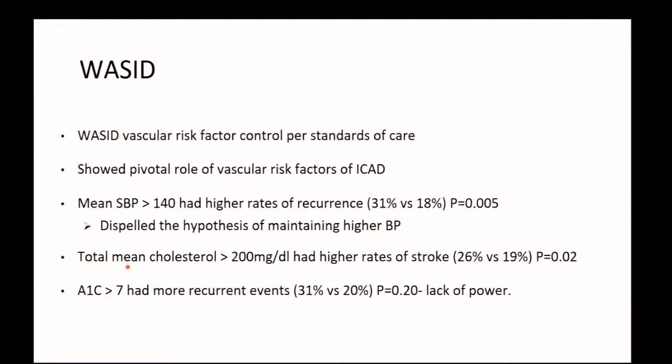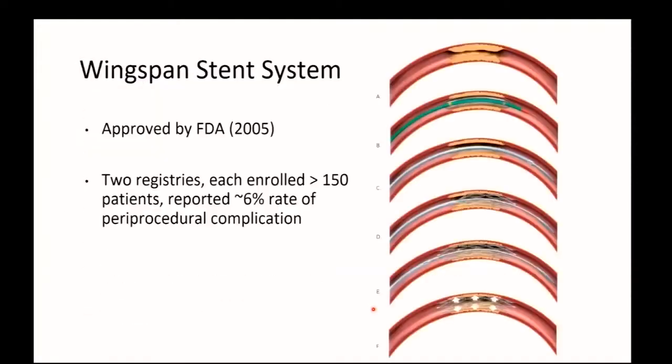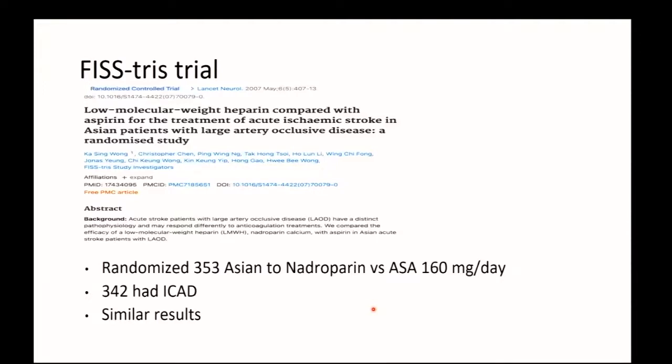In addition, people with hyperlipidemia, with cholesterol more than 200, had higher rates of stroke, and that was statistically significant as well, 26% versus 19%. And people with uncontrolled diabetes, hemoglobin A1C more than 7, had more recurrent events. So the WASID trial was an eye opener that vascular risk factors are crucial for ICAD. And that led to the next trial, which is the SAMPRIS trial. It's like the Asian version of the WASID trial.